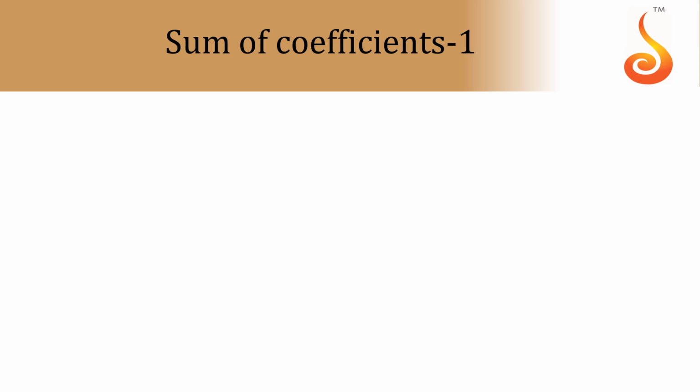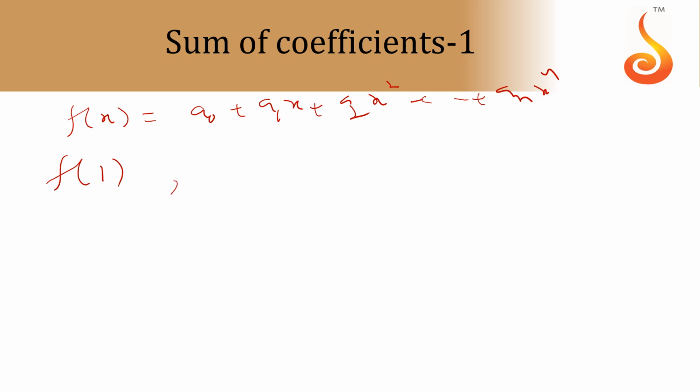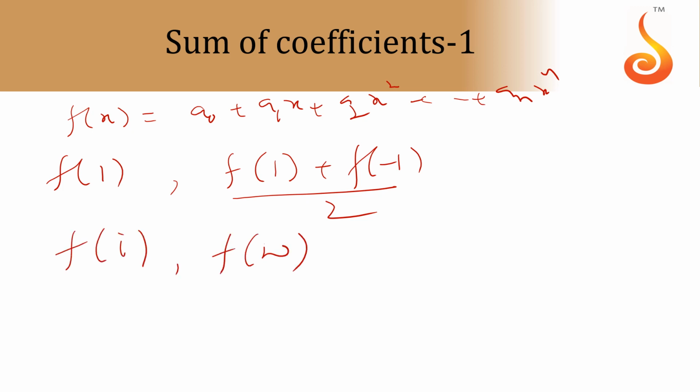Sum of coefficients. See, suppose you have any binomial or multinomial f of x, a0 plus a1x plus a2x square plus so on, an x power n. If you do f of 1, you will get the sum of all coefficients. If you get f of 1 and f of minus 1, by 2. See, there is no need to learn these by heart as formulas. Just take that expansion as some polynomial and try to use f of 1, f of minus 1, f of i, f of omegas. According to the given question, you have to use all these things.